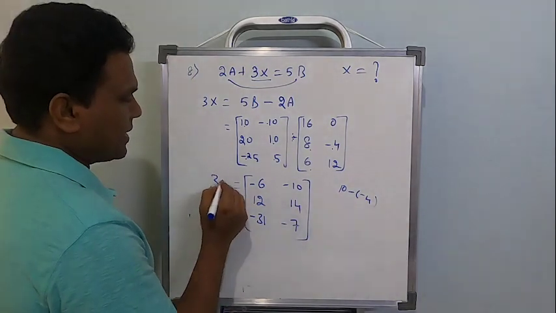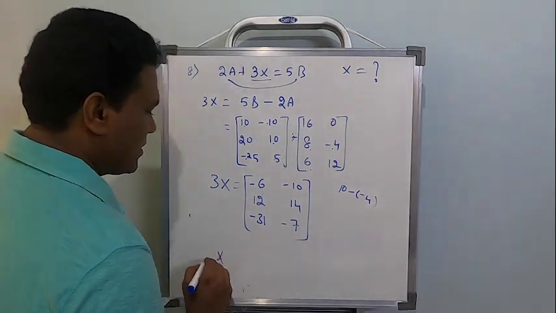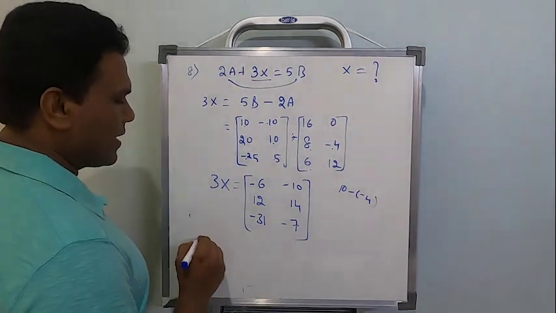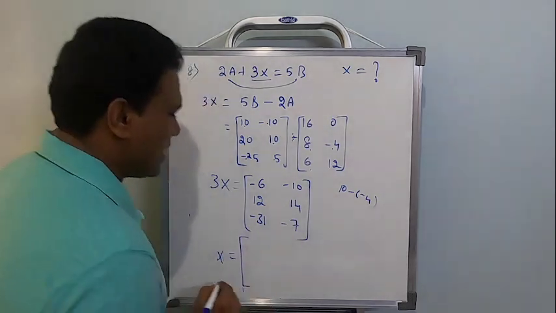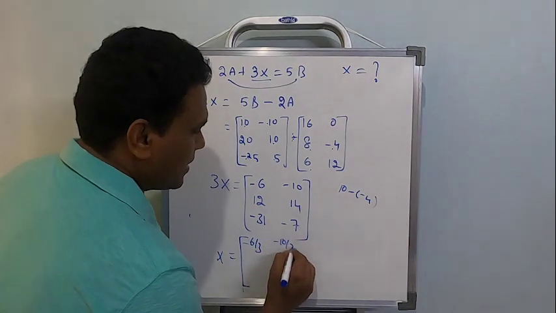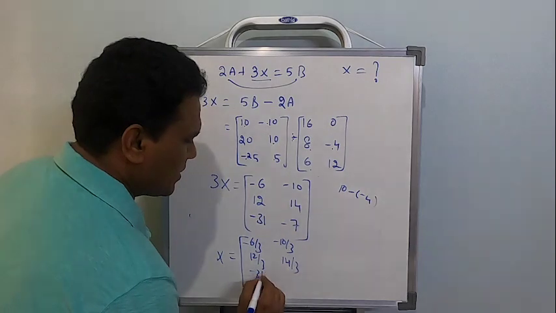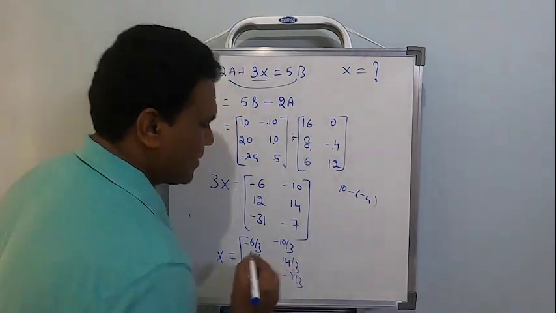Remember students, this is 3X, but I want X finally. That means I should divide by 3 on both sides. Right. Divide each element by 3. That is the meaning. Minus 6 by 3, minus 10 by 3, 12 by 3, 14 by 3, minus 31 by 3, and minus 7 by 3.